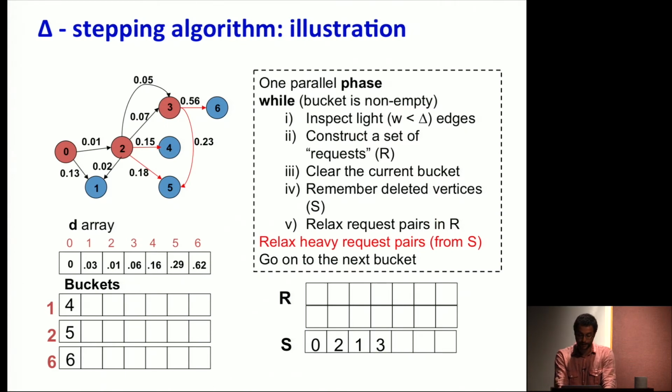And at that point, now we can relax all the heavy edges that we previously looked at, which were, for example, the edge that goes from 0 to 1 and so on. Now we can all relax them and find out what buckets they go into. And then we'll move on to the next bucket and start this while loop again. So every bucket is a phase.